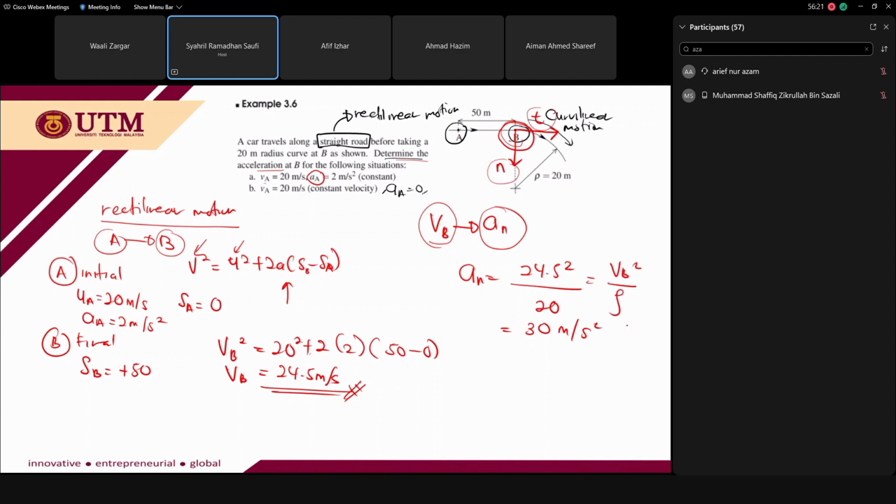Okay, so now in order to determine what would be the acceleration for point B, because acceleration here is equal to the square root of AT squared plus AN squared. So now you know your AN. So what would be your AT? Acceleration tangent.